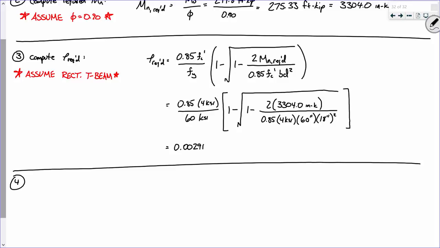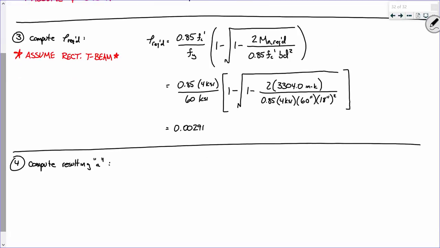Now, let's be clear. To compute this, we assumed a rectangular T-beam, right? Now, right now, what we're going to do is verify that assumption, okay? So what I'm going to call step 4 is compute the resulting a value. And then I'm going to have you all tell me what that means. So compute resulting a.